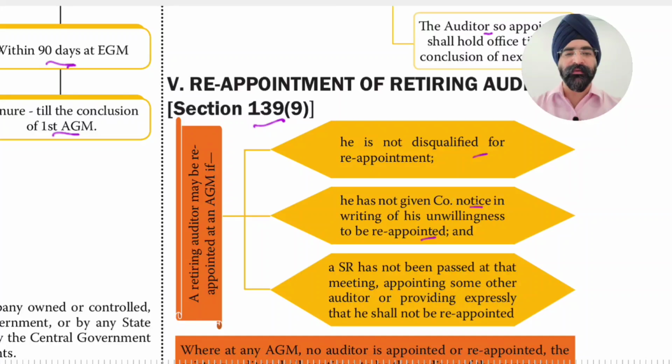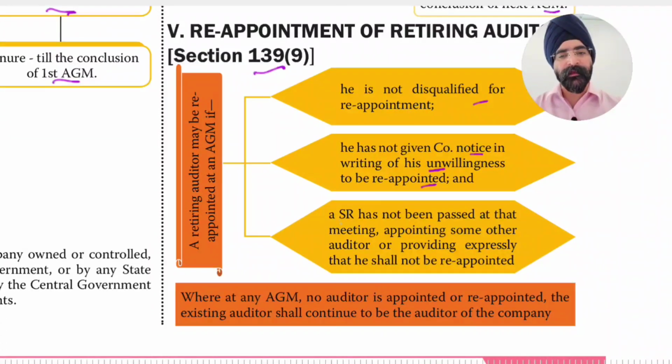He has not given the company notice in writing of his unwillingness to be reappointed, meaning he may not consent to be reappointed. We have to obtain from him that he is not disqualified, and that he has not given in writing that he is not willing to be reappointed. So that should not be received. Consent may be received or may not be received, but a notice that he is not willing to be reappointed should not have been received. And a special resolution has not been passed at the meeting appointing some other auditor or providing expressly that he shall not be reappointed.